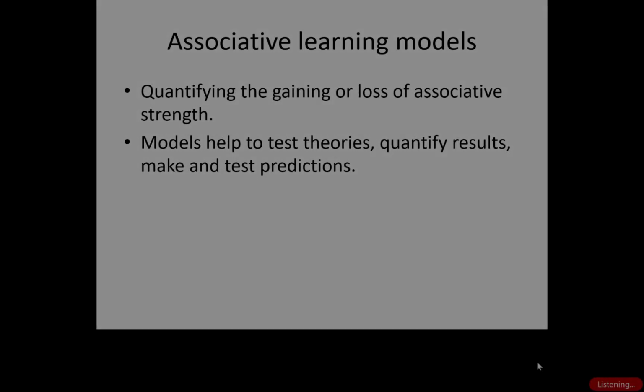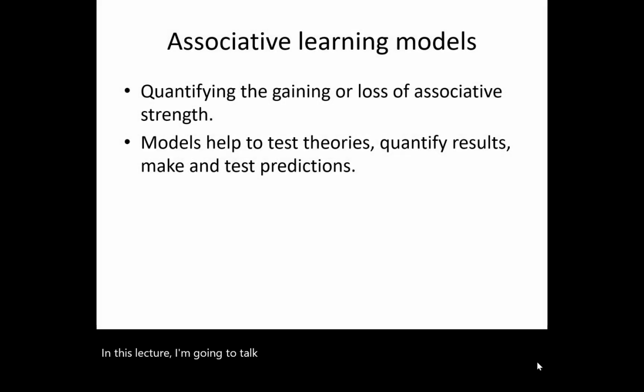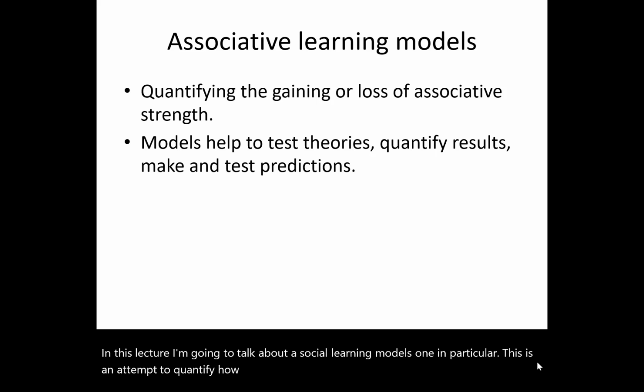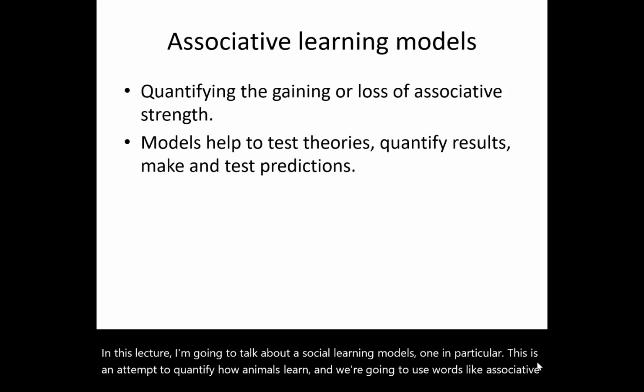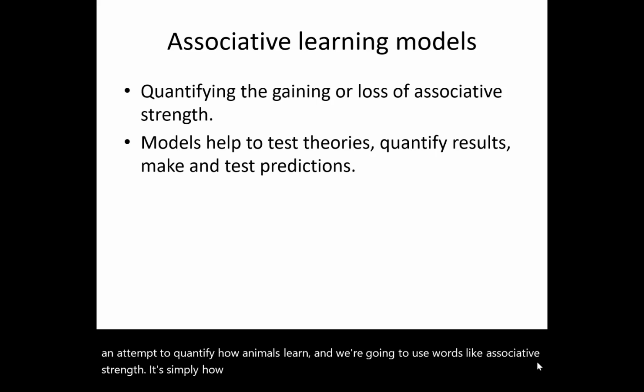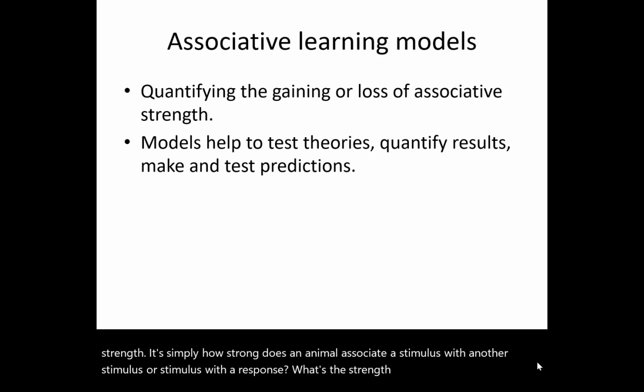In this lecture, I'm going to talk about associative learning models, one in particular. This is an attempt to quantify how animals learn. And we're going to use words like associative strength. It's simply how strong does an animal associate a stimulus with another stimulus, or a stimulus with a response. What's the strength of that association?